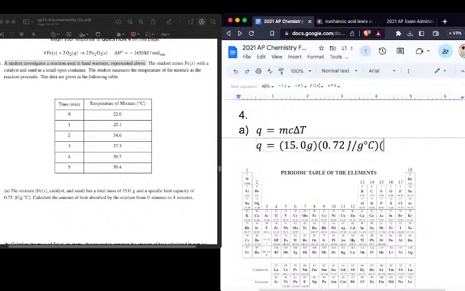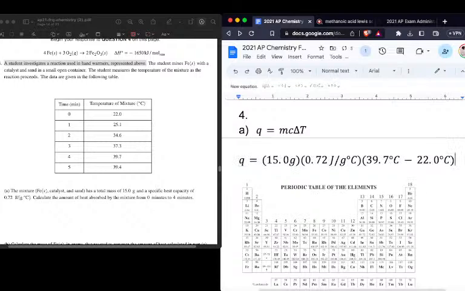And my delta T. My delta T is the final minus initial temperature. My final temperature is 39.7 degrees Celsius, and PS, they said 0 to 4 minutes. I think they chose 4 minutes because after that the temperature started to go down. Therefore, more heat is escaping than being made. So it's safer to use the max temperature. The original temperature was 22 degrees Celsius. Let's go.